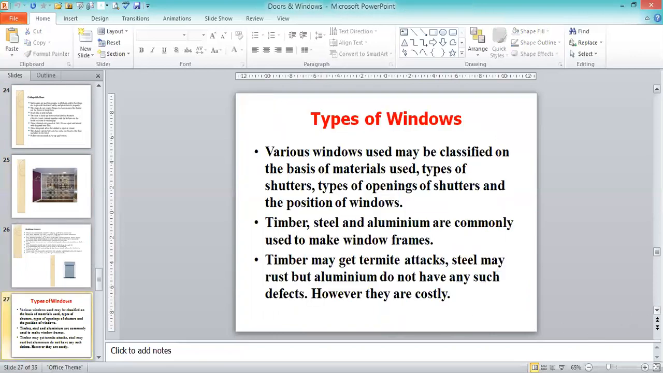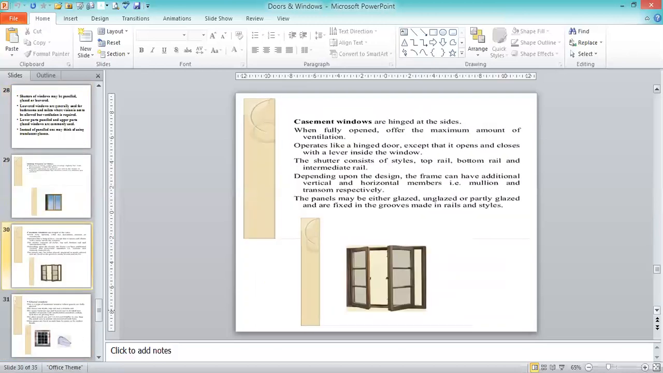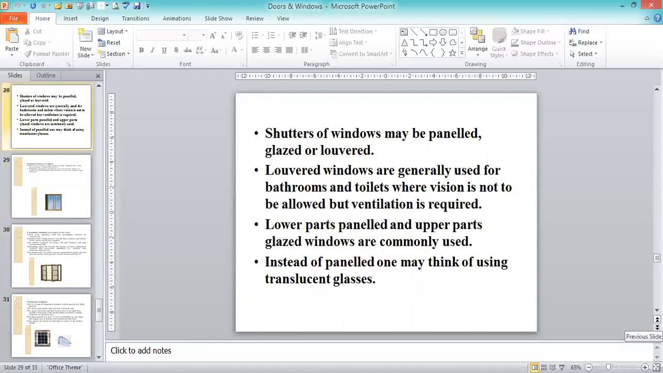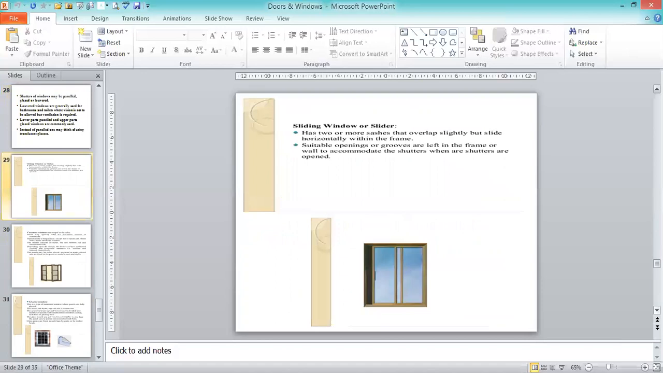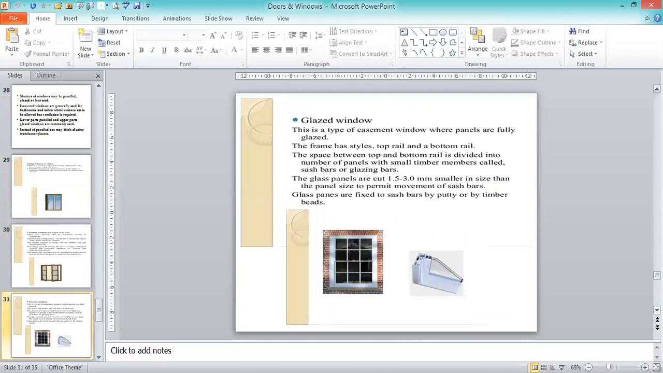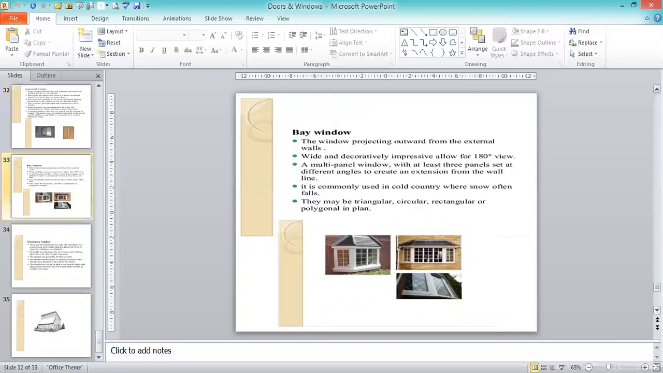Types of windows are classified in the same way as doors. The same types come in windows. There is the sliding window, also called a slider. This is the casement window, the glazed window using glass, and the louvered window, where openings are provided.